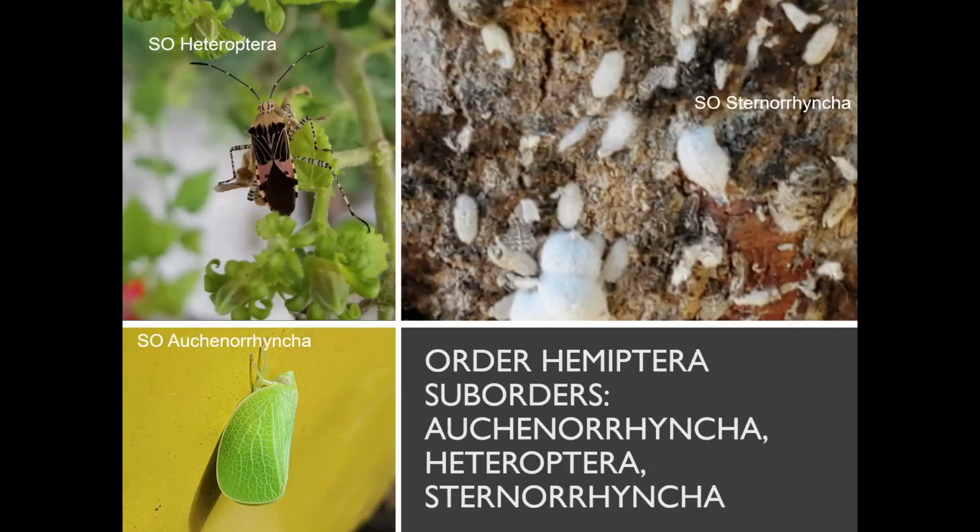So we have the Heteroptera, which is on the upper left-hand corner. Those are known as our true bugs. So things like stink bugs, kissing bugs, bed bugs would be in that category as well. We also have leaf-footed bugs, assassin bugs, and there's a whole bunch of stuff in there.